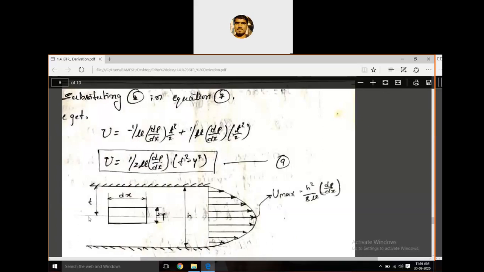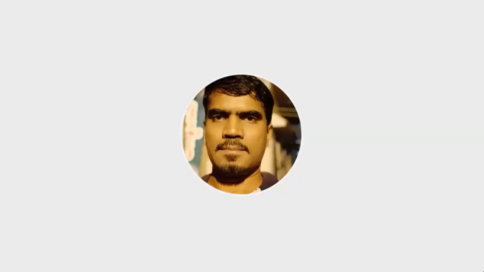Velocity is maximum at the center and minimum at the surface. At the two surfaces, velocity is minimum, that is 0, because there is perfect adhesion between the surface and the fluid, so here it is 0, and exactly at the center it is maximum. U maximum is equal to 1 by 8 mu dp by dx h square. It's the equation for maximum velocity.